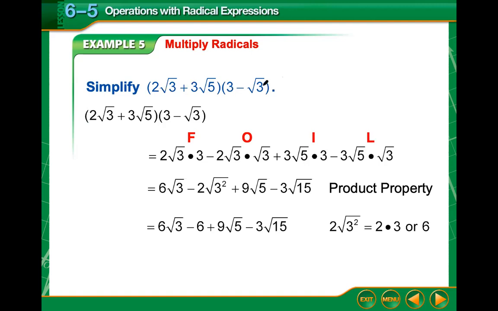2 square root of 3 times negative square root of 3. Then they did 3 square root of 5 times 3, and then 3 square root of 5 times negative square root of 3. And it is okay to have multiple terms in an expression: 6 square root of 3 minus 6 plus 9 square root of 5 minus 3 square root of 15. Completely fine. There's not really a right or wrong way to order these. Sometimes it's just by preference.